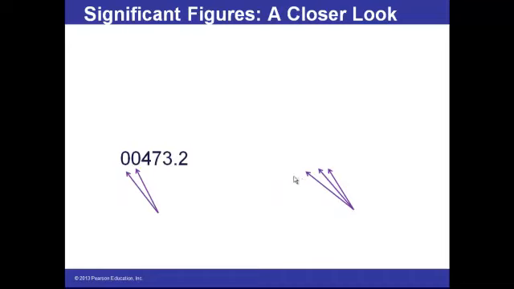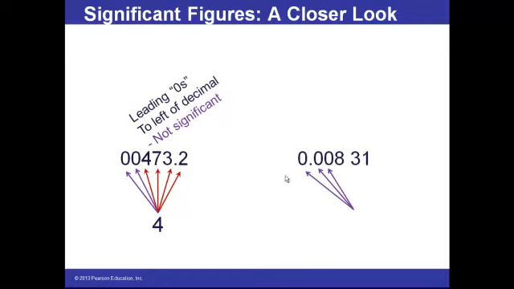How about these zeros in front of this number? Are they significant? No, they are to the left. They're just placed in here as placeholders. So this number would only have 1, 2, 3, 4 significant figures.